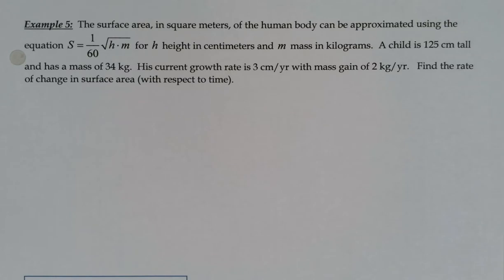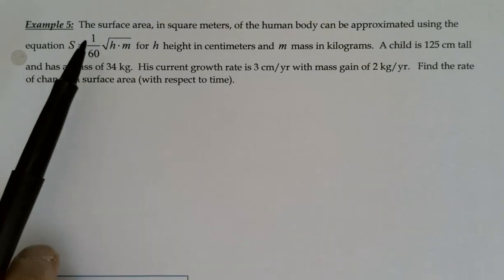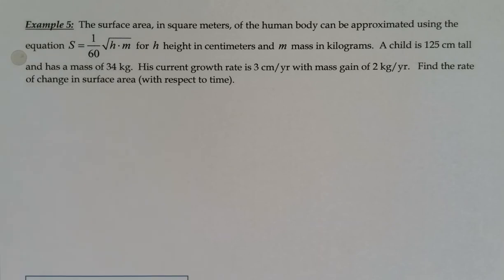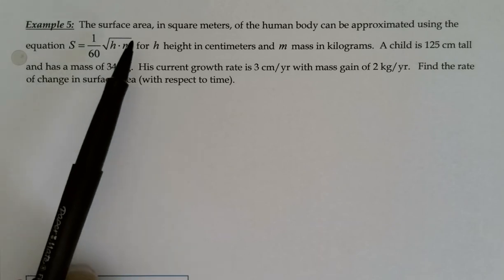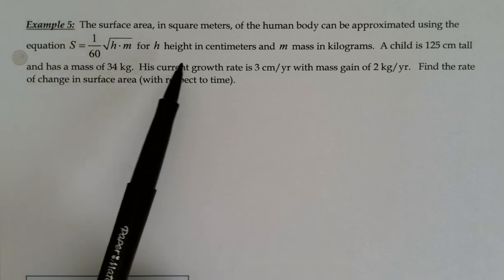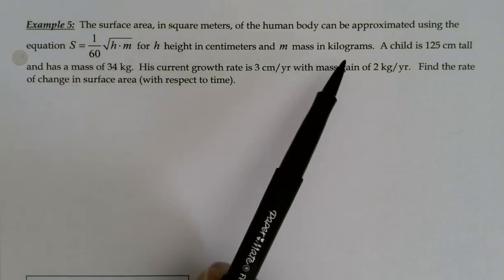Of course, our calculus life is never complete unless we can have an application of what we're doing. So this is going to be an application regarding the human body. The surface area in square meters of the human body can be approximated using the equation S equals 1 over 60 square root of h times m, for h height in centimeters and m the mass in kilograms.